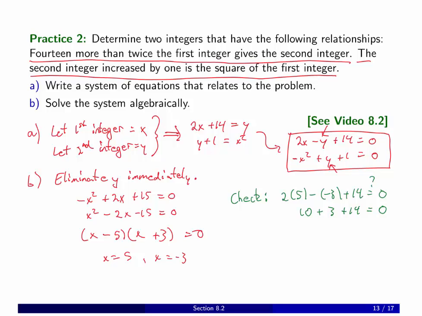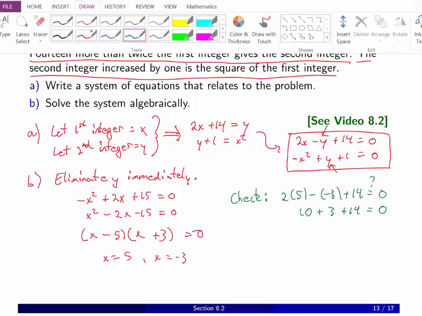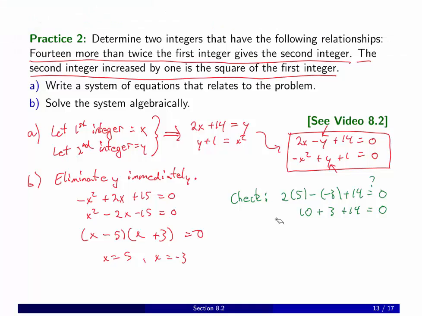Massive error. I'm plugging two x values into x and y, which is a big mistake. So don't make that mistake. Okay, that was a poor decision. Okay, this guy and this guy will give two different y values.